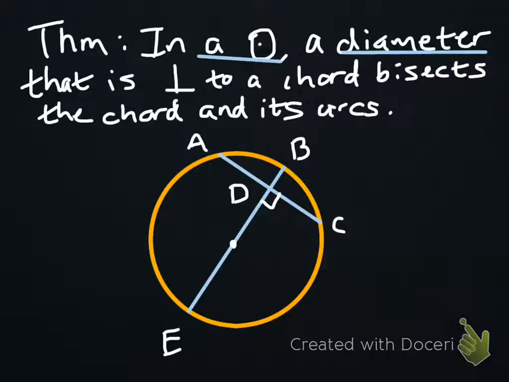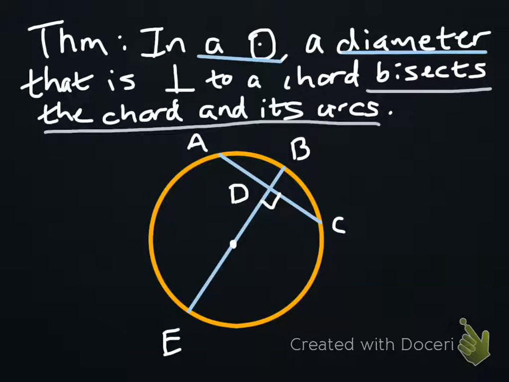I don't know why that writing was so large right there. The diameter would be, not AB, EB, I apologize. The diameter is EB. And we know that the diameter is perpendicular to the chord. So that's listed here, and that's all the information that we know. Now the conclusion is that it bisects the chord and its arcs.